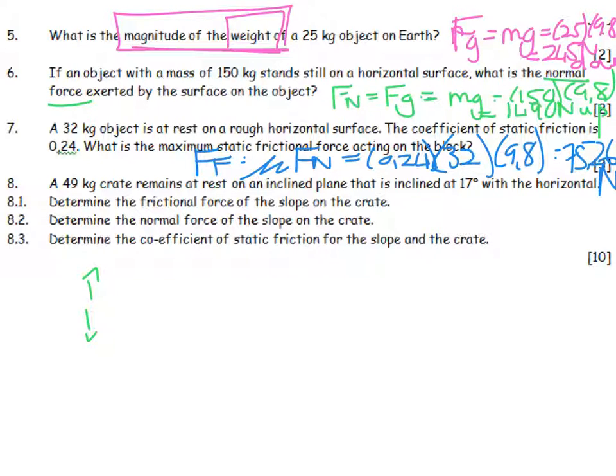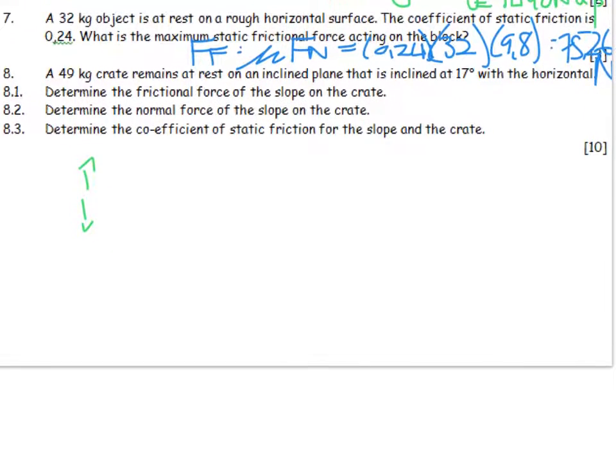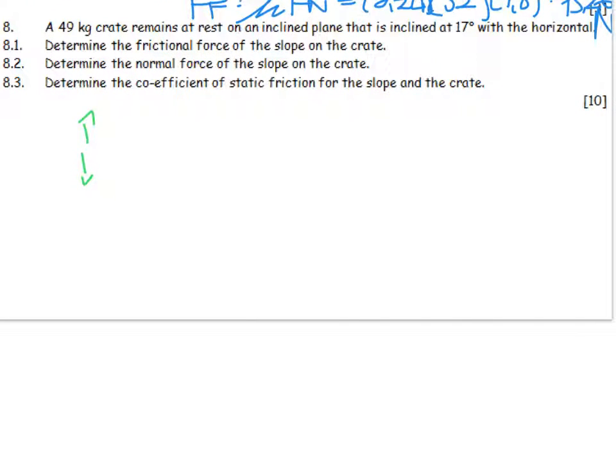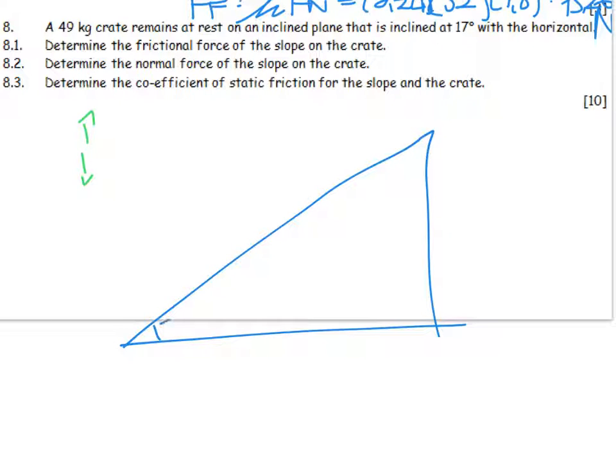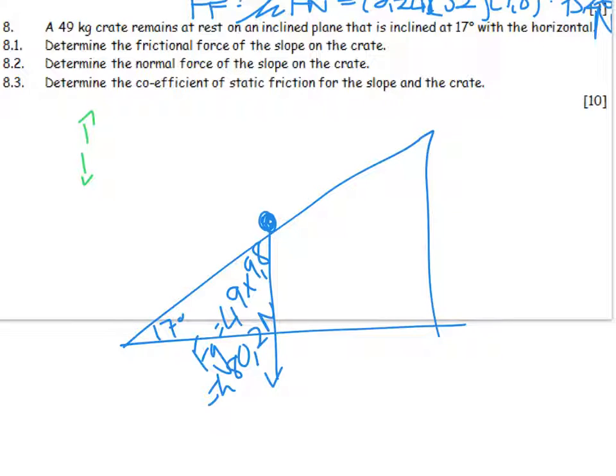Last question. A 49 kilogram crate remains at rest on an inclined plane that is at 17 degrees. So 17 degrees over here. There is a weight acting downwards. They say it's a 49 kilogram crate. So Fg equals 49 times 9,8, which is going to be equal to 480,2 newtons downwards. Then I can break this up into its components.